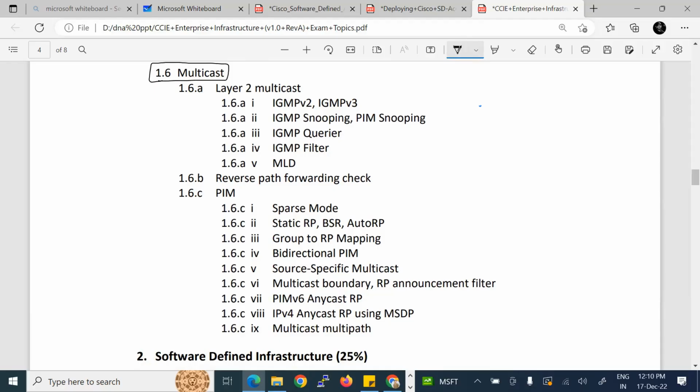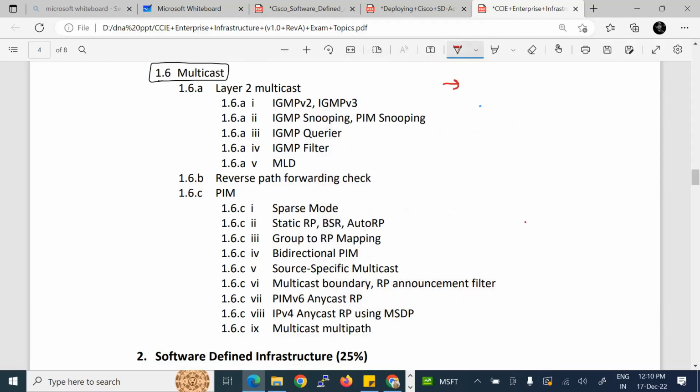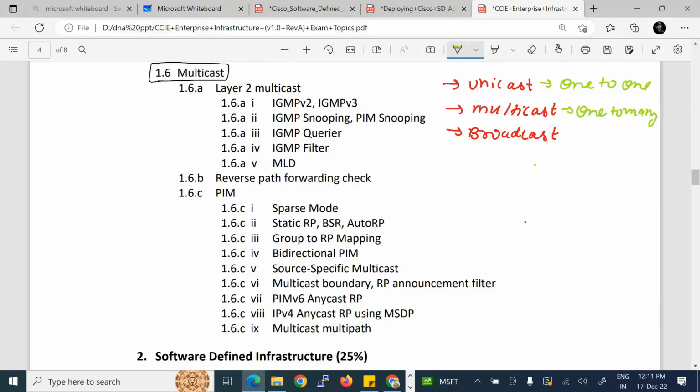Multicast. In CCNA, we learn about three types of communication: unicast, multicast, and broadcast. The definition is very easy. Unicast is one sender and one receiver. Multicast is one to many, and broadcast is one to all.